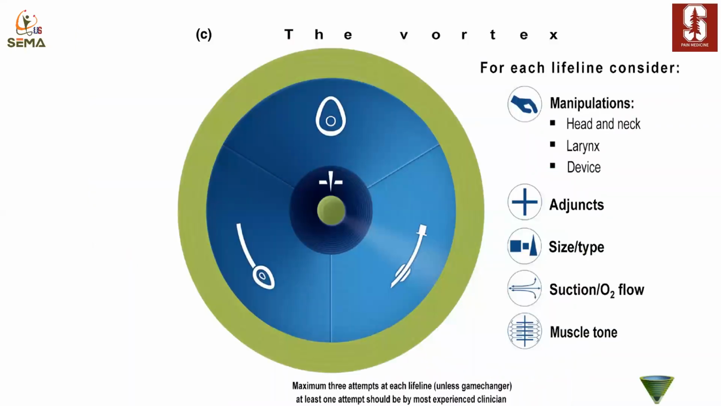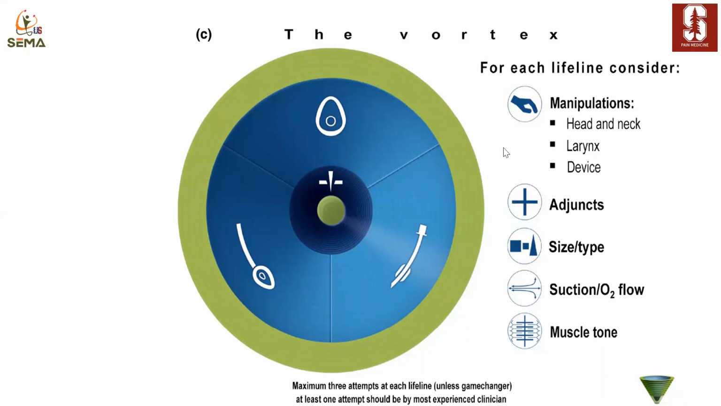And this is the final slide. This is just a concept, and it's not really an algorithm. It's the vortex concept. So every time something fails, like face mask fails, go to the next step, like intubation. If that fails, go to the supraglottic airway, then go again and again and again. The idea is to save the patient's life.